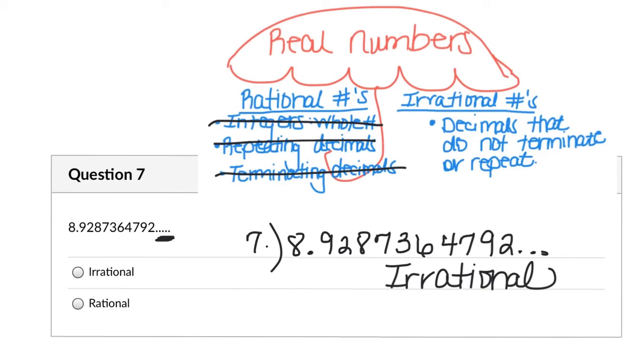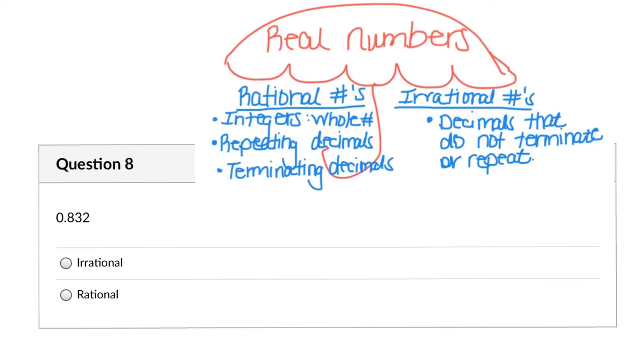And again, I'm not going to write my reason because there's only one reason in 7th grade that numbers are irrational. And that's because the decimal does not terminate, which means stop, or repeat. Now next year in 8th grade, there'll be other reasons, but for this year, there's only one. Number 8. Number 8 says 0.832.